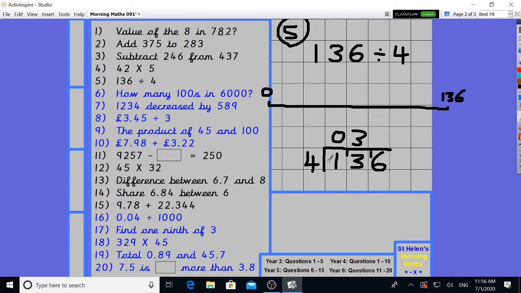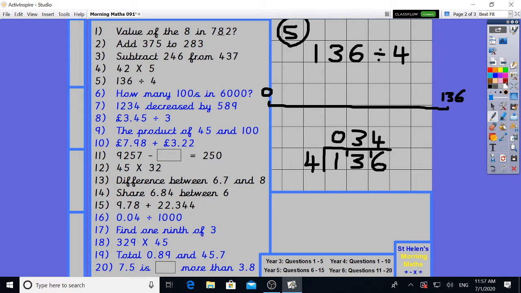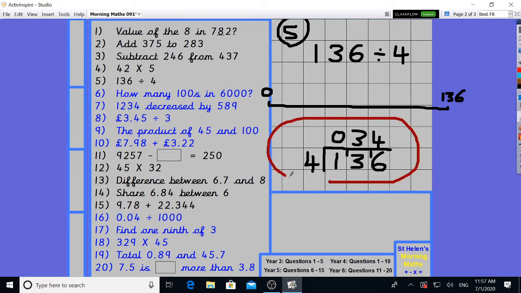And then how many 4s fit into 16 at the end? 4, 8, 12, 16. That is 4. So this bus stop method, we're really preparing you for year 4. We've got the answer of 34. We're preparing you for year 4 with it.